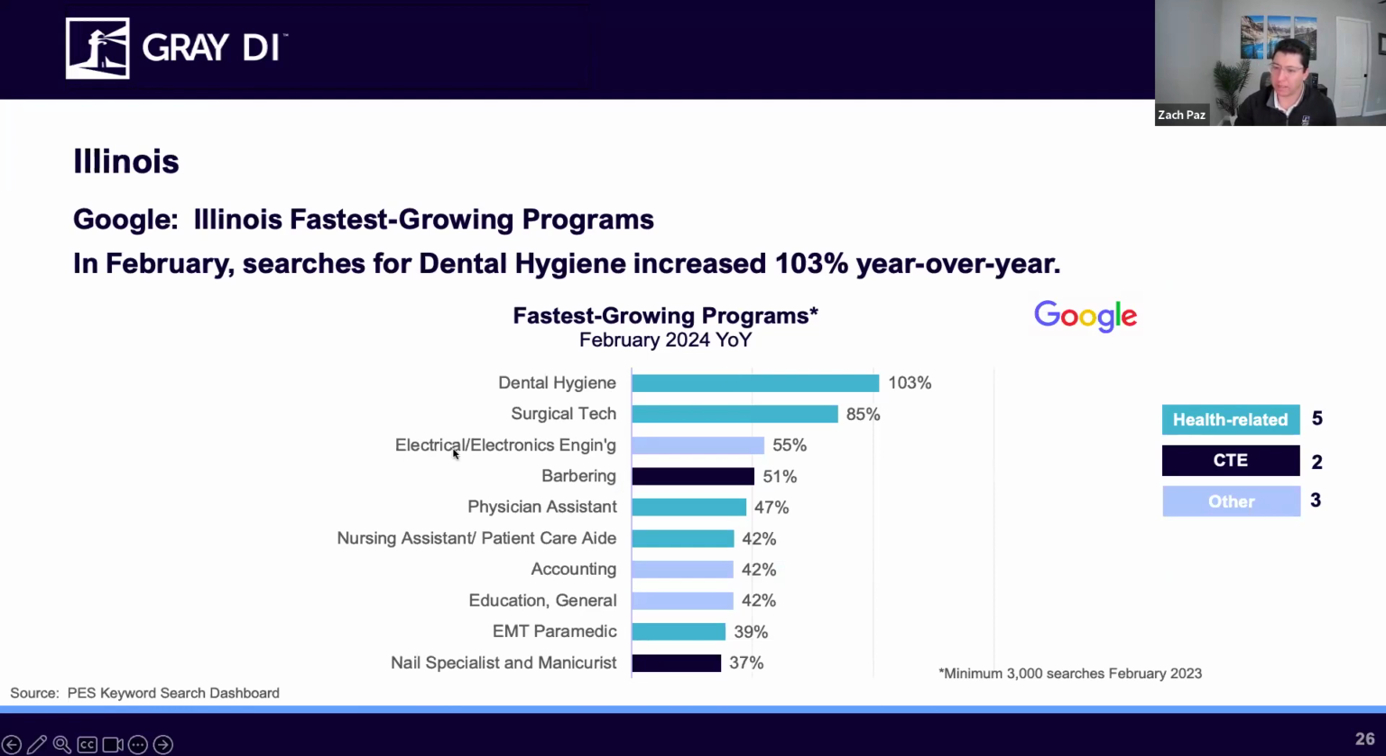Surgical tech, electronics engineering. There's a little bit more of a focus towards health related than what we saw nationally, right? In terms of the others, we have engineering, accounting, and education, and then the only CTE in the top 10 are barbering and nail specialist, which is interesting. So again, making sure that you're aware of what's going on in your market is going to be extremely important.